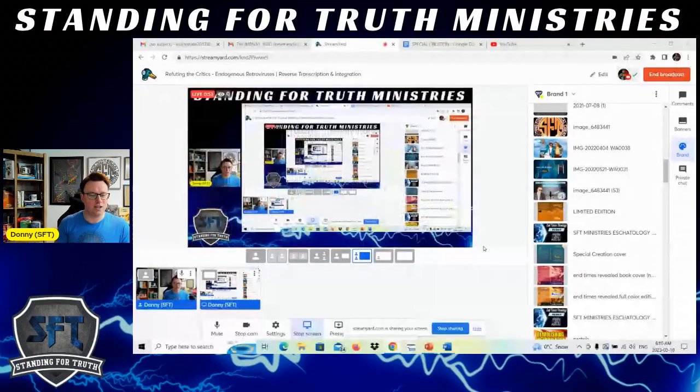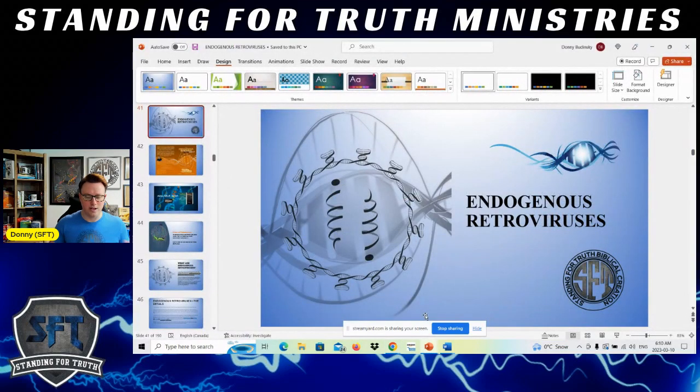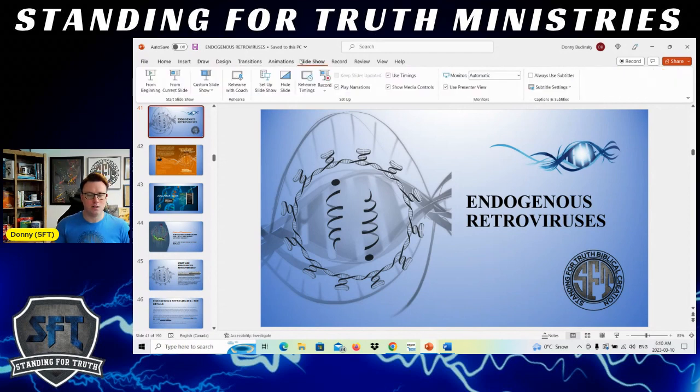All right, here we go. Let's refute some critics on endogenous retroviruses. And we're just going to get right into it. Endogenous retroviruses, one of the evolutionary community's favorite lines of evidence for common descent.